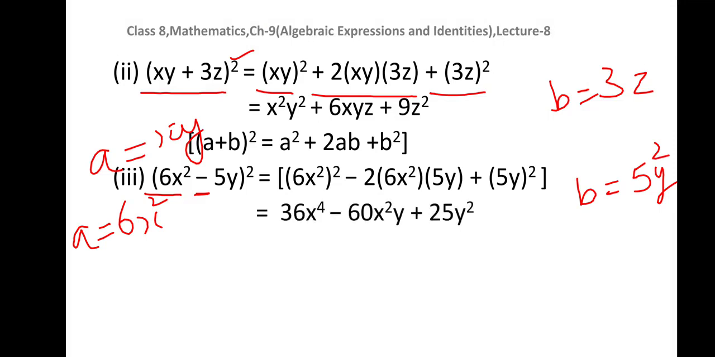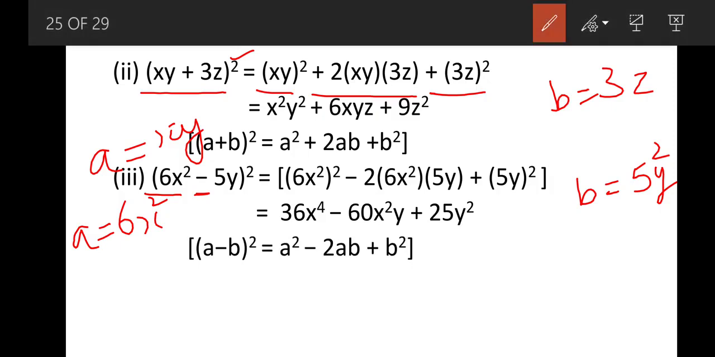So this is equal to this, and which identity have we used? Identity number 2. So it is a square, 6x square, minus 2 into 6x square into 5y plus 5y square. Here b is 5y, not 5y square, it is 5y. So it will be equal to 36x raised to the power 4 minus 60x square y plus 25y square. We have used identity number 2.